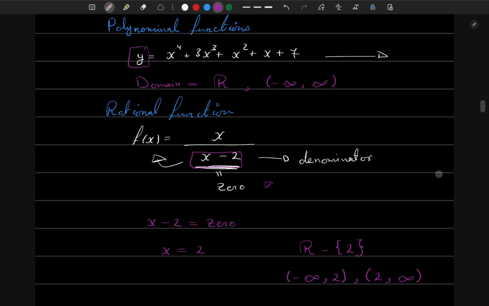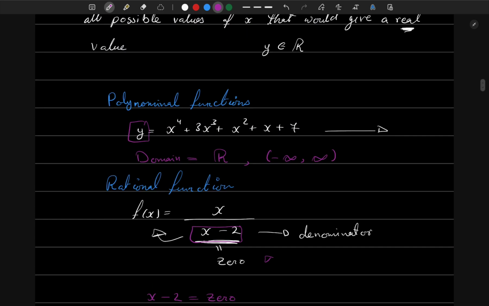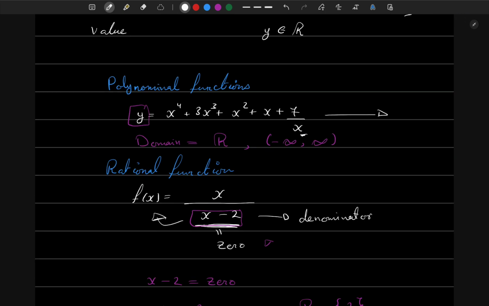So from here we can go back to polynomial functions. If I have a polynomial function like this, but in one of its terms it has x as a denominator, then I have to pay attention to this x. Because if the function now has x as a denominator and I say that the domain is R, then I'm mistaken.